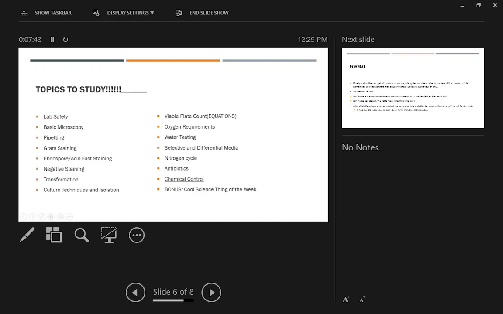Oxygen requirements, water testing, things like that. The ones that are underlined here are the ones that we just did, and there's a lot of information in those. Just selective and differential media. If you remember, there are 4 plates on the selective and differential media. For the antibiotics and the chemical control, there's a bunch of antibiotics and chemical control stuff. Because that's recent, and because there's a whole bunch in that, you do need to be very familiar with each of those.